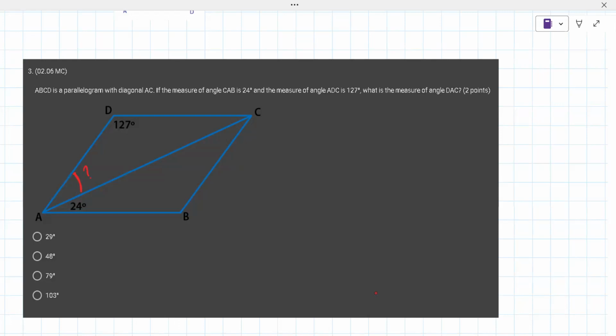Any idea how to maybe start this? Anything come to mind from what we've been working on today? Well, it says 24 on that one side. So this one is also 24 by alternate interior angles. Yeah. Okay, so now what do you have in terms of this triangle? Well, it has to equal 180. There you go. It'd equal 151 if you added them. Good. So it'd be 29. There it is. Good.